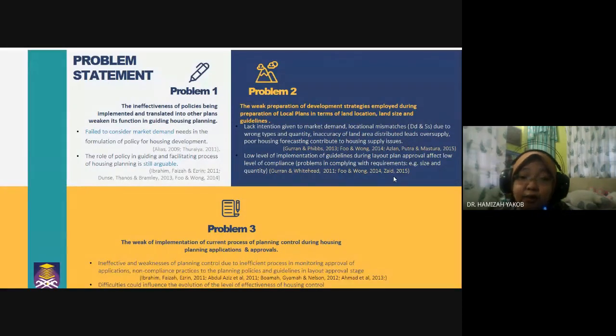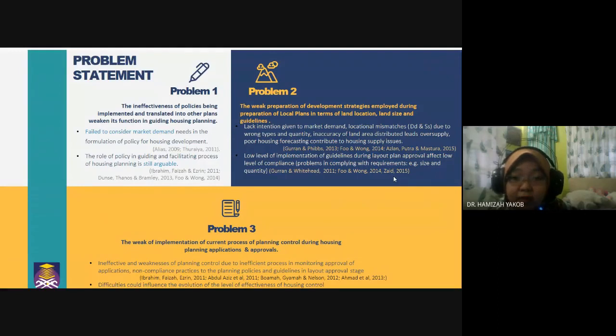And then problem statement number 2 is more on the weakness in the preparation of the development strategy employed during preparation of the local plan. Basically, there are 3 focus issues in these problems, related to the location of future housing, the inaccuracy of land area distributed, which leads to cases like oversupply, and the implementation of guidelines during layout approval, which affects levels of compliance as well.